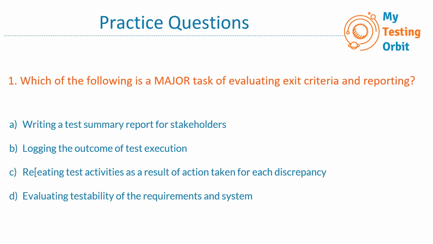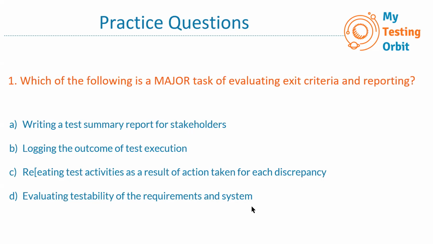Okay, I've got two of them, one from Madhuri, one from Jatin. So Madhuri has said option D and Jatin is saying option A. Okay, let's see. Which of the following is a major task of evaluating exit criteria and reporting? Madhuri, you have said D. Jatin is saying writing a test summary report for stakeholders. Let's see the last one, D, evaluating testability of the requirements and system.